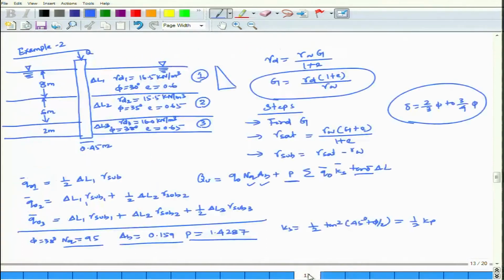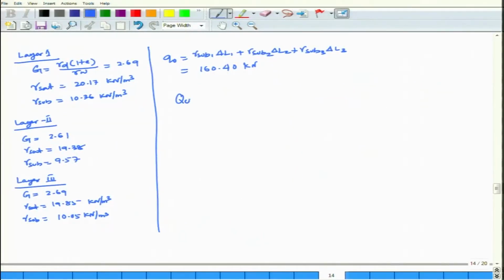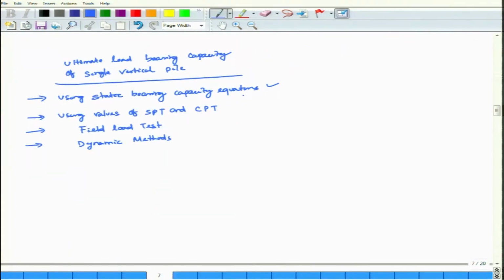Then once you get it, find out the value of your Qu and Qa. You can check Qu comes out to be 2850 kilonewton, Qa comes out to be 1140 kilonewton. This is what we have covered up to piles in cohesionless soil, granular soil, considering static bearing capacity equations.